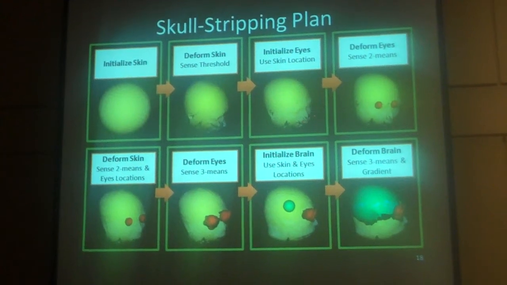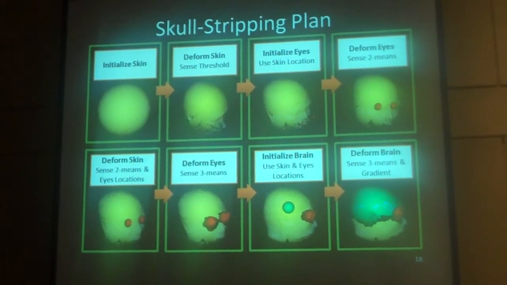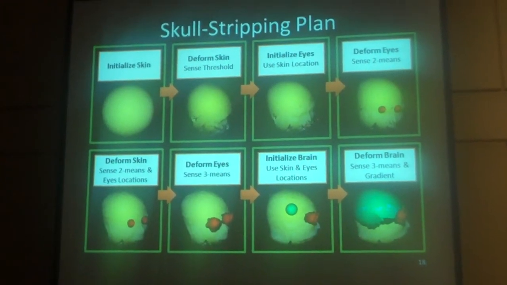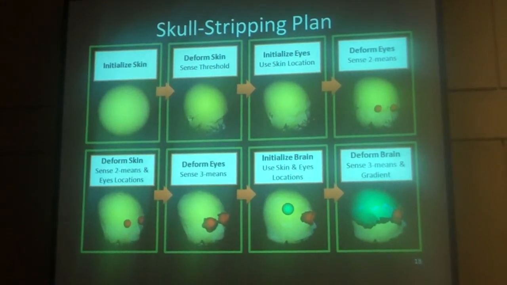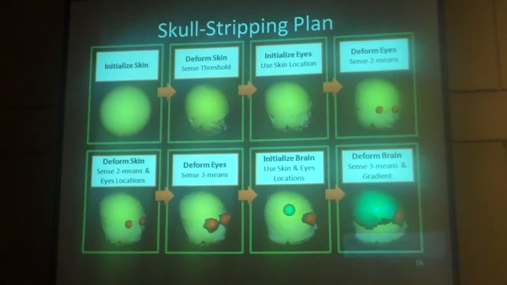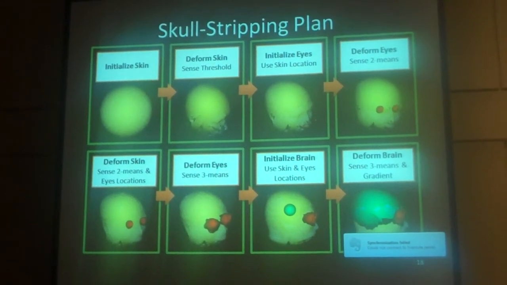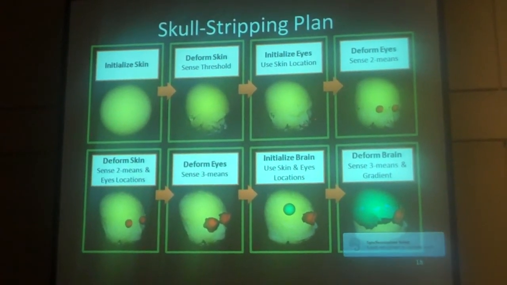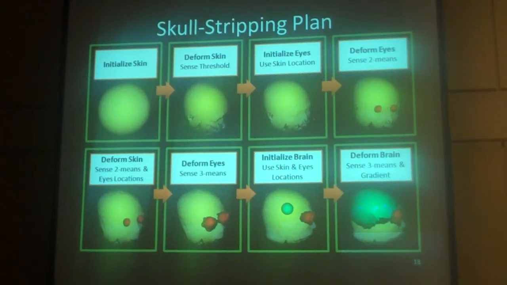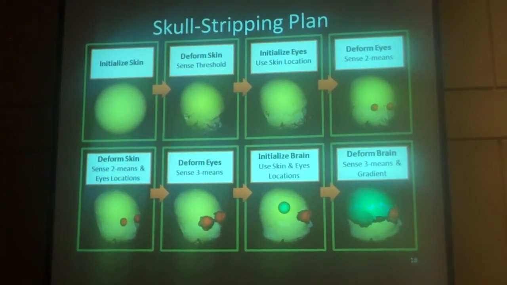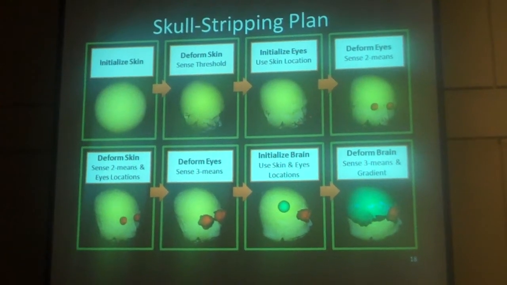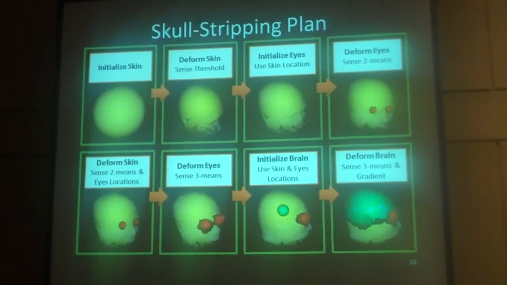boundaries of the eyeballs. We then deform our skin mesh a second time into the head, through the skin and skull into the cerebrospinal fluid that surrounds the brain. And then we deform our eyes a second time by sensing the 3 means classification of the image. This lets them encompass the tissues that surround the eyes.